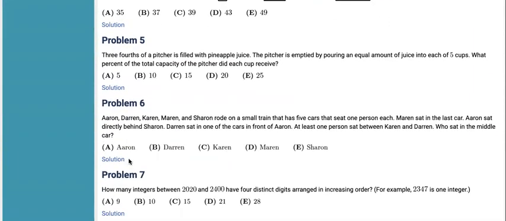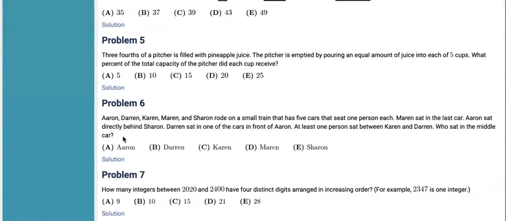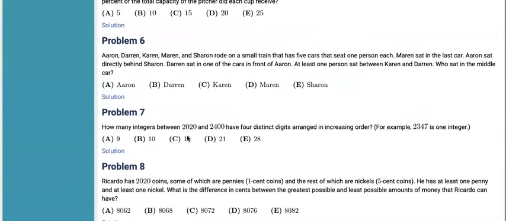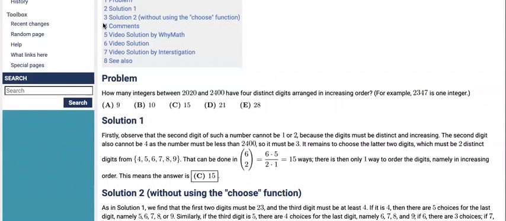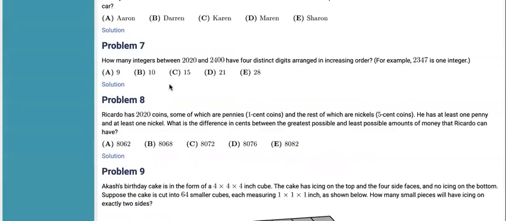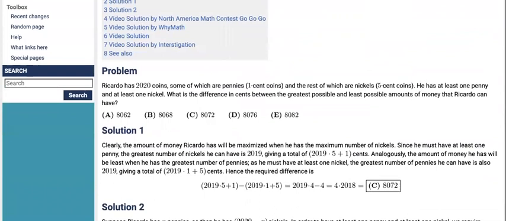This one was kind of a pain. I don't even remember. No, I remember. We said A for error, and so it has to be A. Yes. 4 distinct digits, what did we say about this one? I think we said C, 15. Yes. Okay. This one was Ricardo. What did we say about this one? We said 2018 times 4, which is C. Yep.